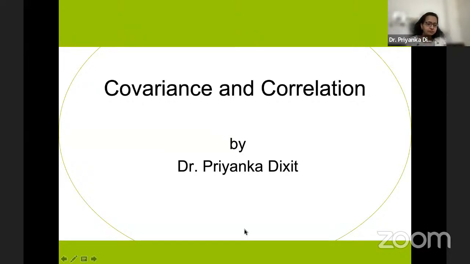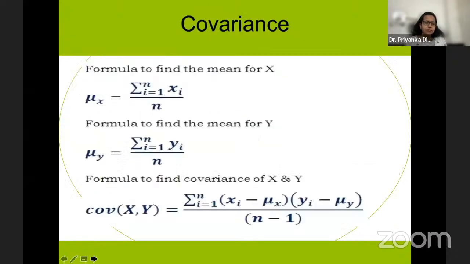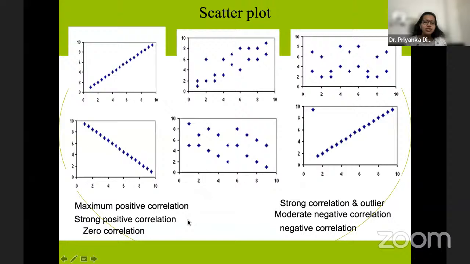So what is correlation? Correlation measures whether the two continuous variables are linearly related or not. It's a very, very important line. Whether two variables are linearly related or not, that is what we are going to measure.